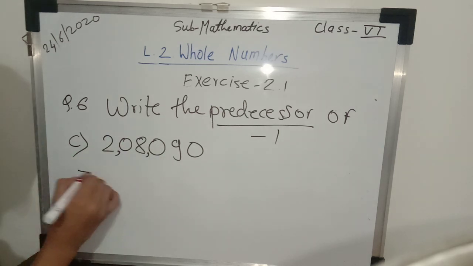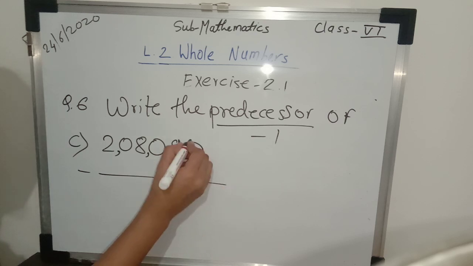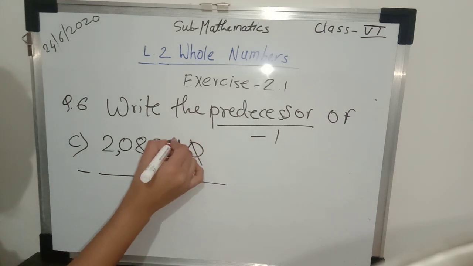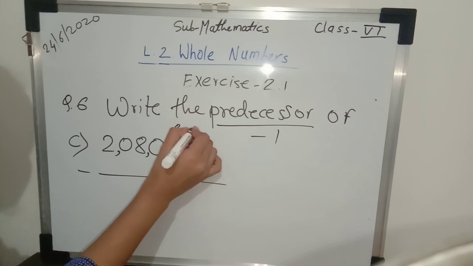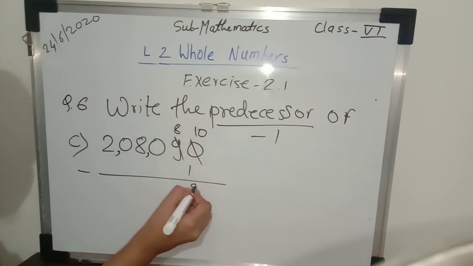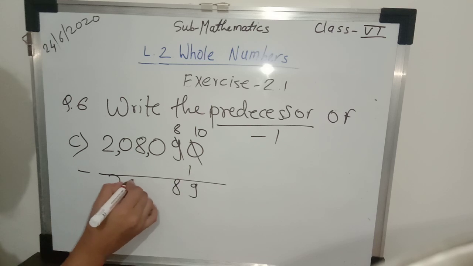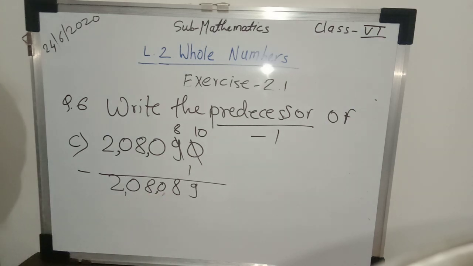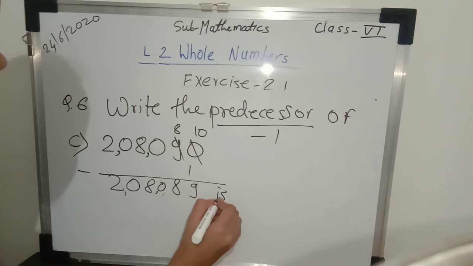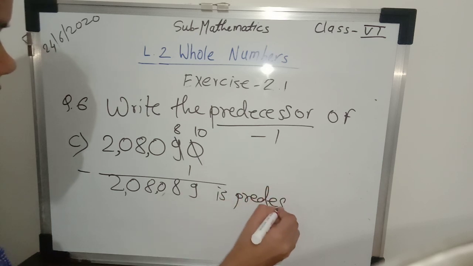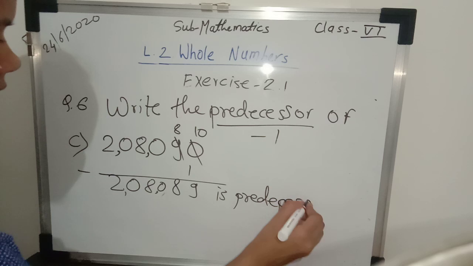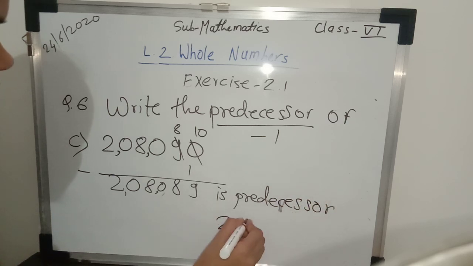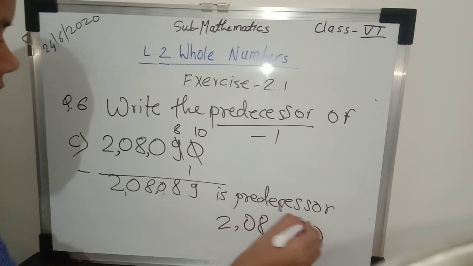2,08,090. So what we have to do here, again minus 1, and here again we have to borrow the 10. So 8, and here 10. Okay, so 10 minus 1 is 9, 8, and write the other numbers as it is. Okay, so the answer is 2,08,089. So this is the predecessor of 2,08,090.